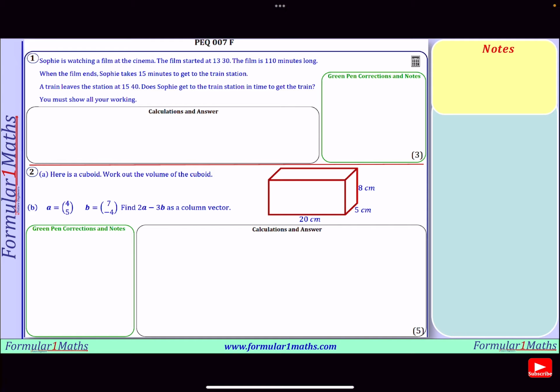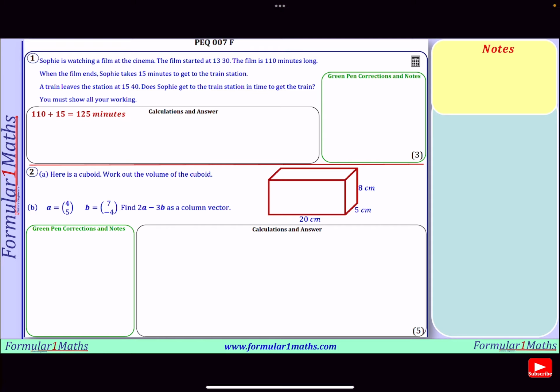So first of all, we need to add the length of the film to the length of time Sophie takes to get to the train station. And so we are going to add 110 to 15. We are going to get 125 minutes. But we need to convert 125 minutes to hours and minutes.